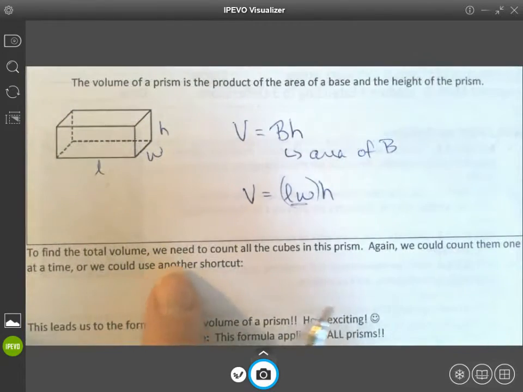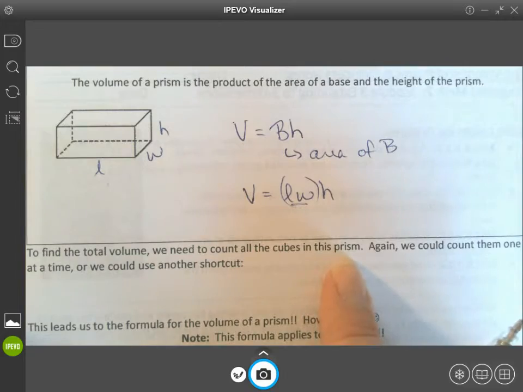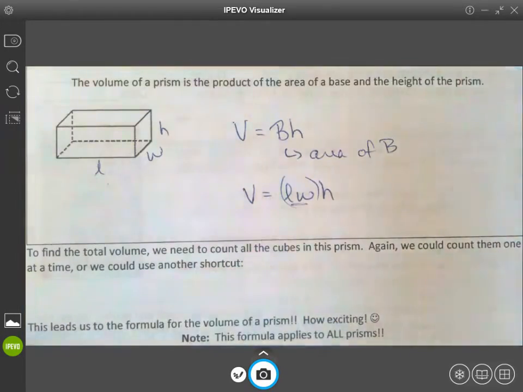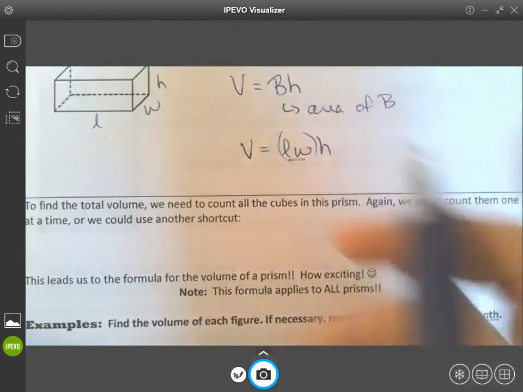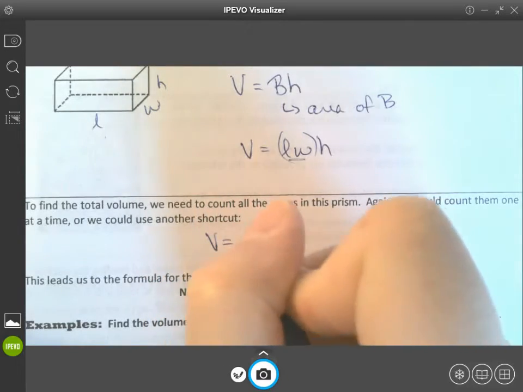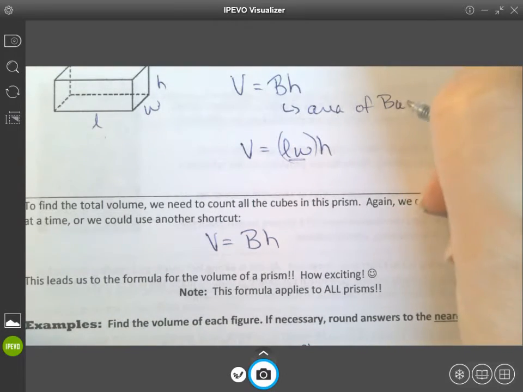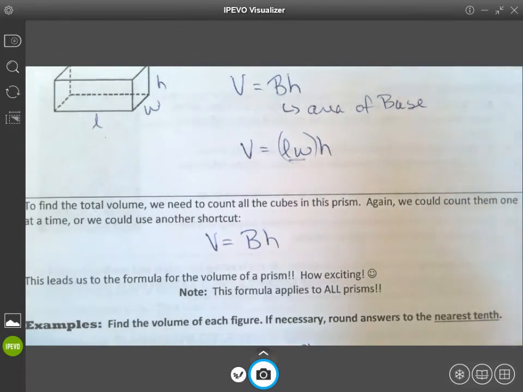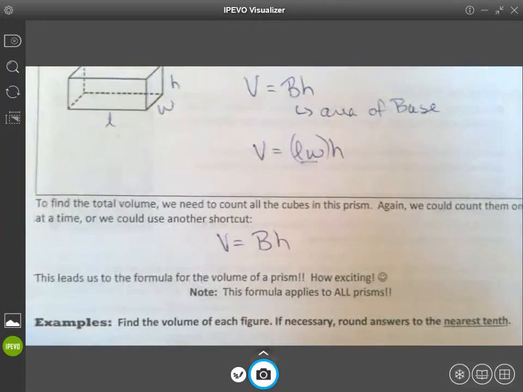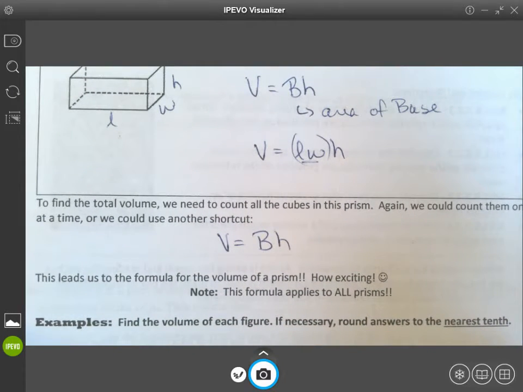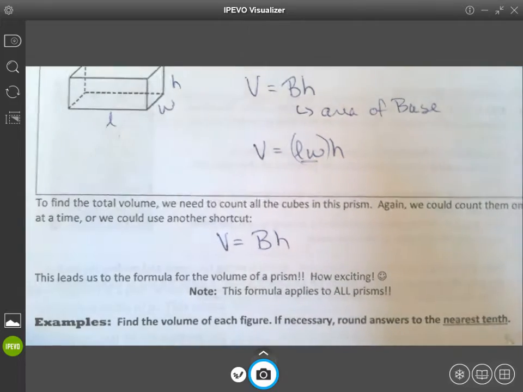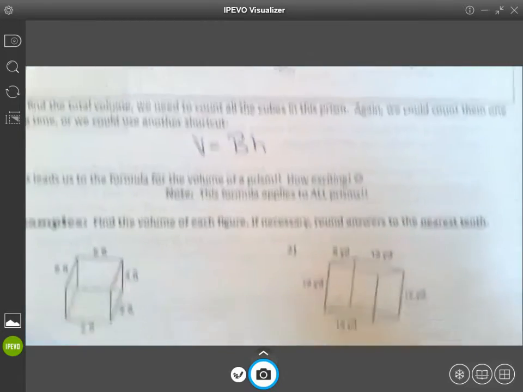To find total volume, we need to count all the cubes in the prism. We can count them one by one, or we can use our multiplication. And they're telling you the shortcut is area of base times height. We defined that up there, area of base. All right, so this is the volume of a prism. Let's do a couple of rectangular prisms, and it says nearest 10.